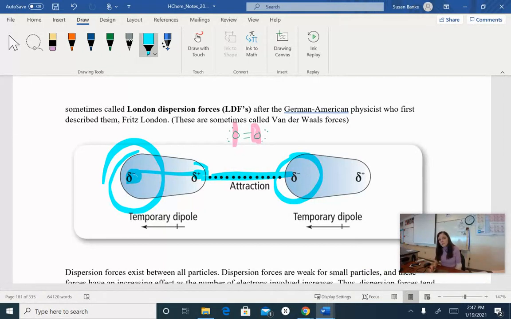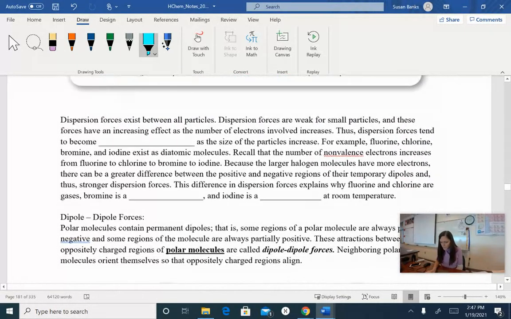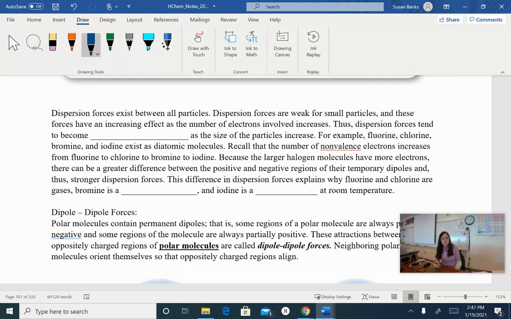But if I get enough molecules and enough electrons happening, I'm going to have enough of these dipoles put together that will actually make enough forces of the molecules sticking together that I can actually liquefy or maybe even solidify some of these things that are even totally nonpolar, okay? So let's look at this. Dispersion forces, these London dispersion forces, exist between all particles. Anything that has an electron is going to have dispersion forces, okay? This is just talking about the electron cloud and how it is distributed across the molecule.